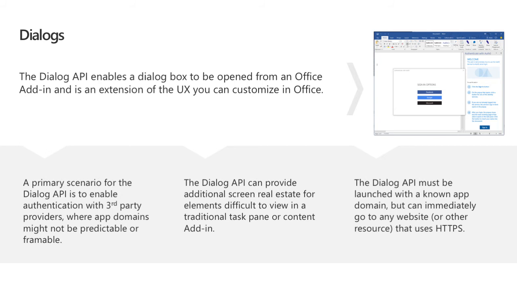But beyond authentication, the Dialog API can provide additional screen real estate for elements that are difficult to display in a traditional task pane of an add-in. A really good example would be hosting a video that would be too small if confined to the task pane. As suggested when I mentioned the federated scenarios, the Dialog API can display any HTTPS web page, but you must launch it to an app domain first, and then you would redirect over to it.